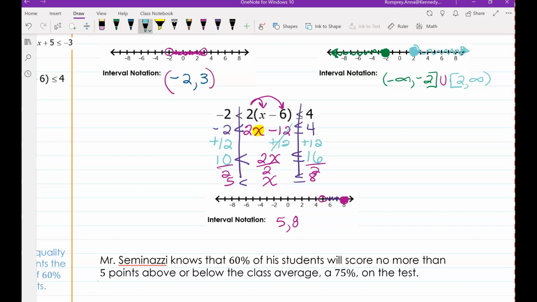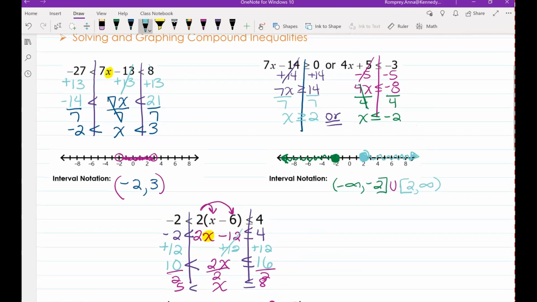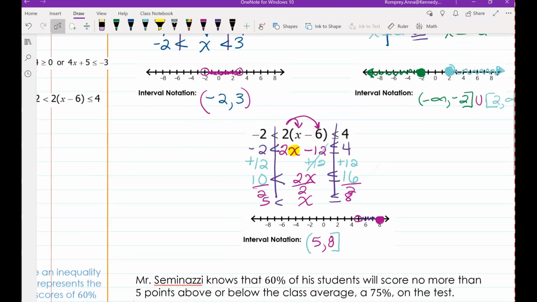Now, 5, open or closed? Open. So it is exclusive. It doesn't include the 5. And 8 is inclusive, so we use our bracket. So again, notice these two examples are examples of and, because the solution has to be between this and that, between two numbers, whereas if it's an or, it can satisfy either part of the inequality. It doesn't have to be both.